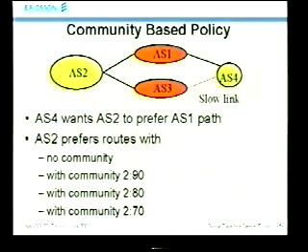Now we have community-based policy. AS4 wants AS2 to prefer this path. And AS4 knows that AS2 prefers routes with no community, first of all. Next, community 2:90. After that, community 2:80. And lastly, community 2:70. Normally, this refers to the AS that's setting the community, or the AS that defined the community.